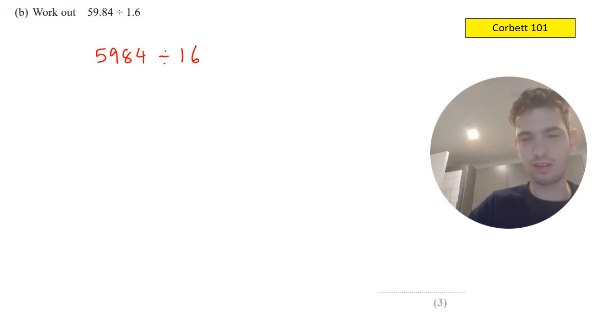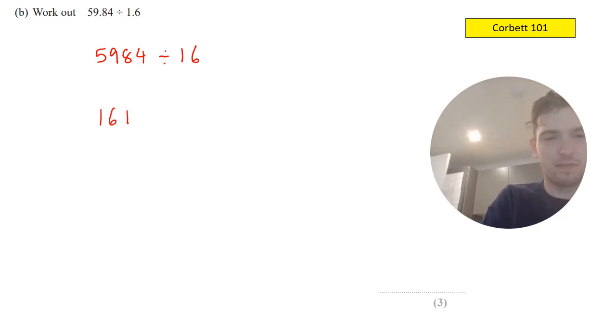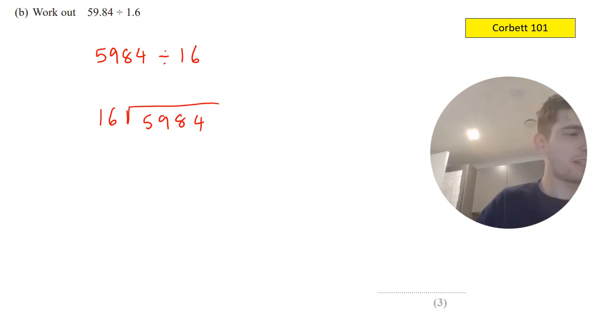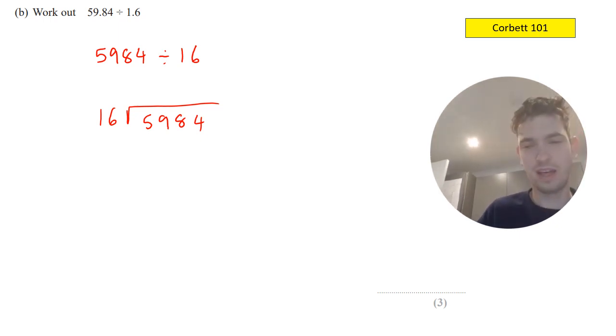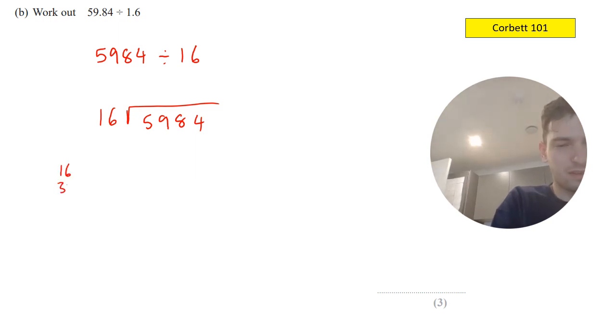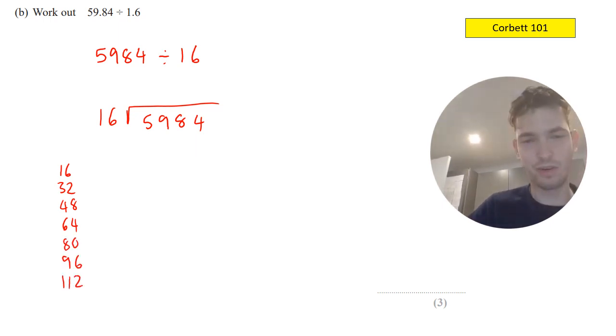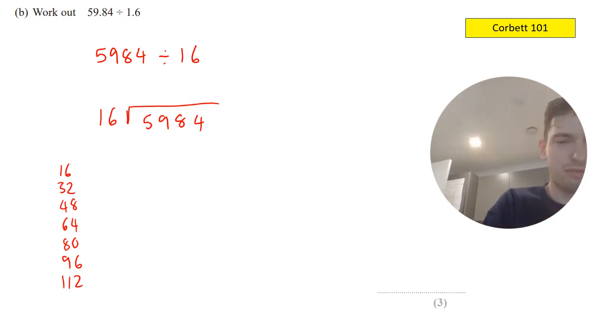There are a number of ways that you could do this. What I could do is turn this into a box or a bus stop division. Now I'm just going to write out my 16 times tables so that it is a bit easier for me to do. Let's go up to 112 and see if we need more later. So 16 into 5 doesn't go. 16 into 59 goes 3 times.